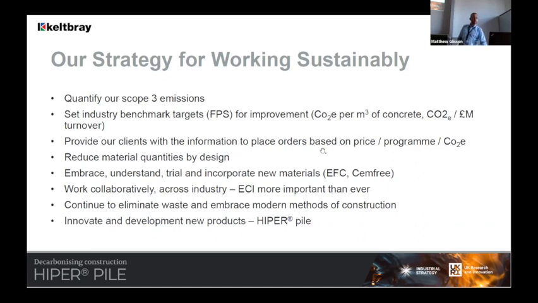We work collaboratively across the industry, and we believe that early contractor involvement is now more important than ever. Quite often we get involved at stage 3. I think that's too late. We need to be much more involved, almost at concept stage, as a contractor-led organisation to really bring some significant changes. Again, a theme that was discussed earlier today. We want to continue to eliminate waste and embrace modern methods of construction, so design for manufacturing and assembly, which I'll come to in a second in regard to our hyperpile product.